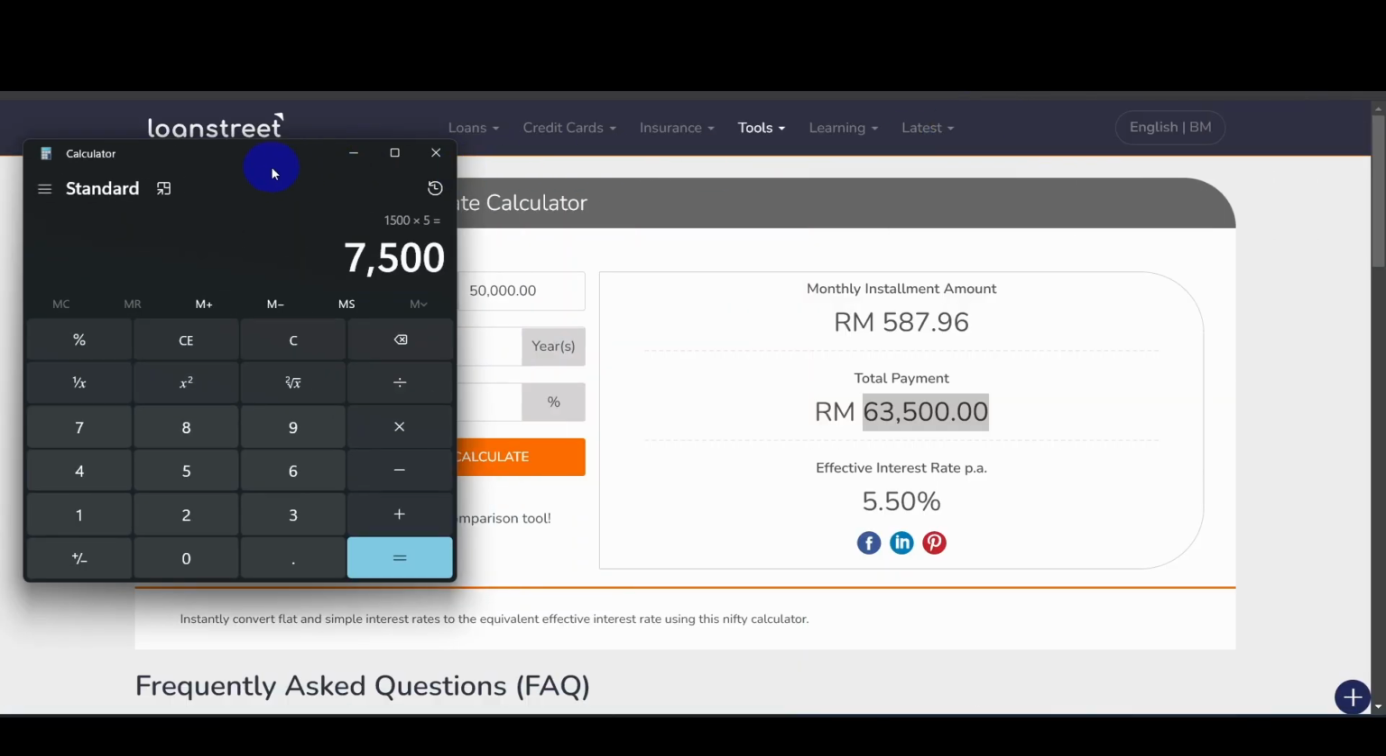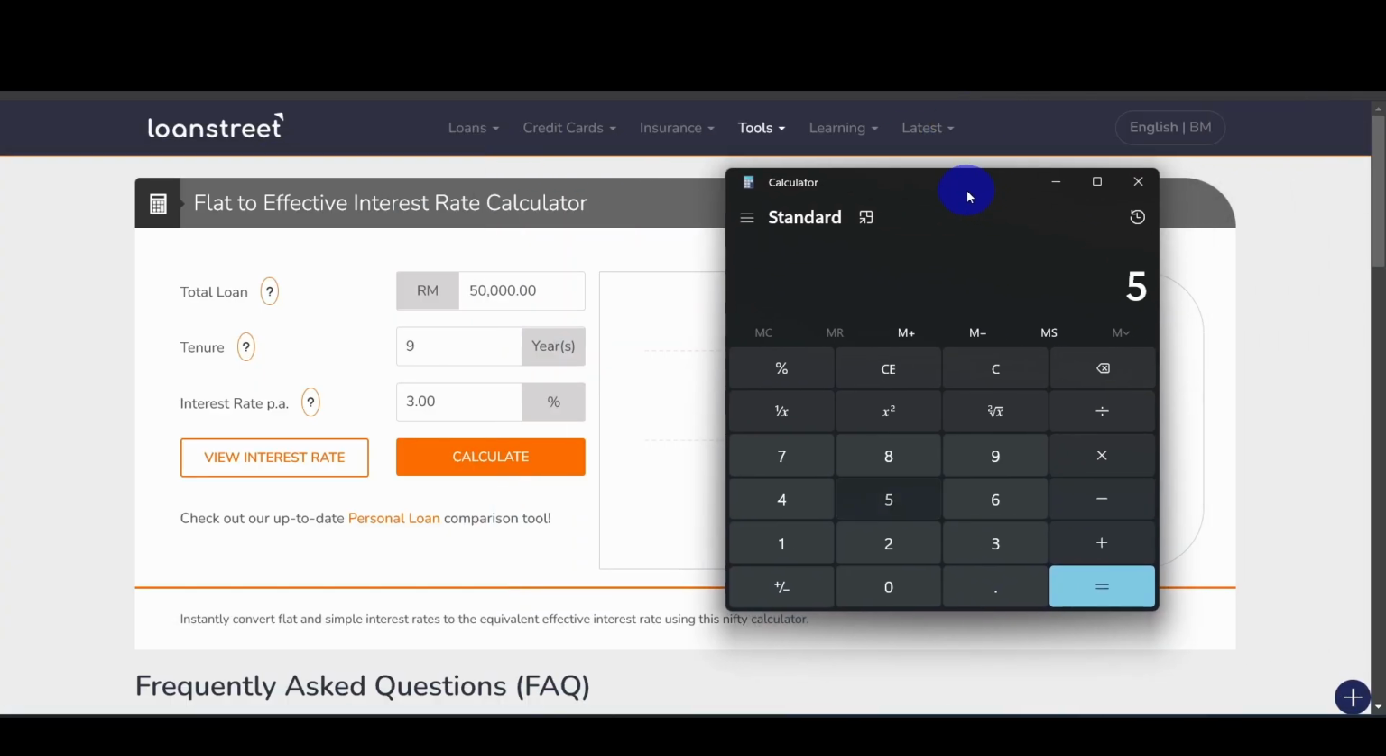So how do I get this? Let me show you in the calculator right here. 50,000 times 0.03, which is 3%. So they will charge you 1,500 ringgit every year for 9 years. Okay, so 13,500 plus 50,000. This will be the total amount that you pay.